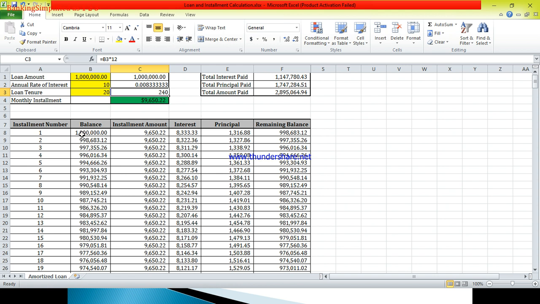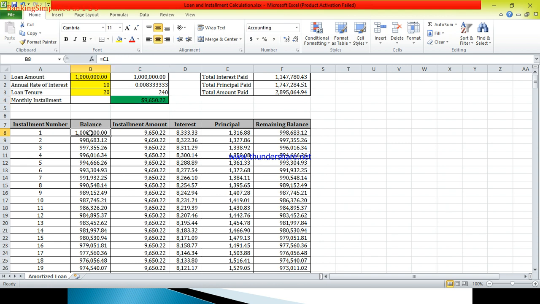Now, depending upon this calculation, your repayment schedule gets built. The installment here comes from the PMT Excel built-in formula: PMT, C2, which is your monthly rate of interest, comma, C3, which is your number of monthly installments, comma, the principal, but the negative of the principal because we are taking the amount from the bank, and the fourth component of the formula is 0. If you do this formula, it will give you your installment.